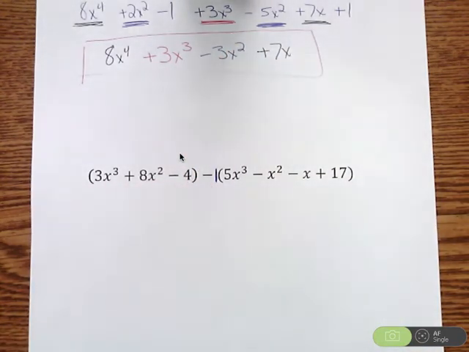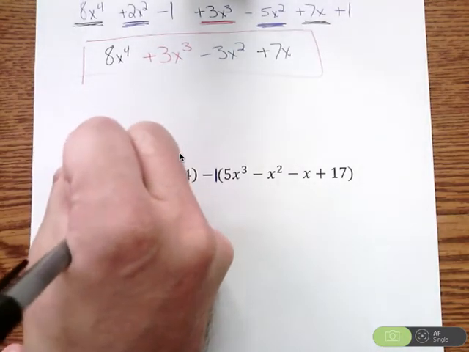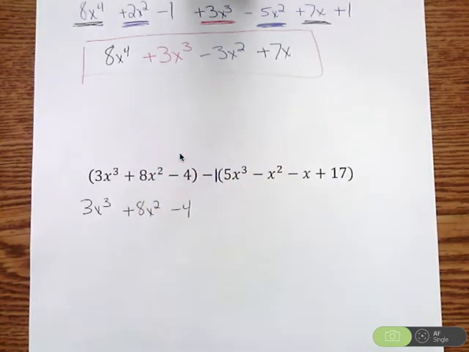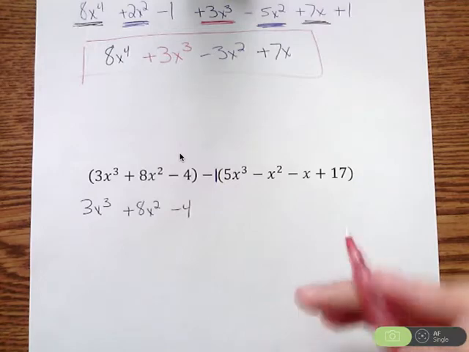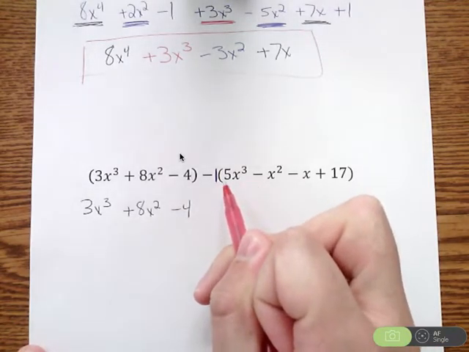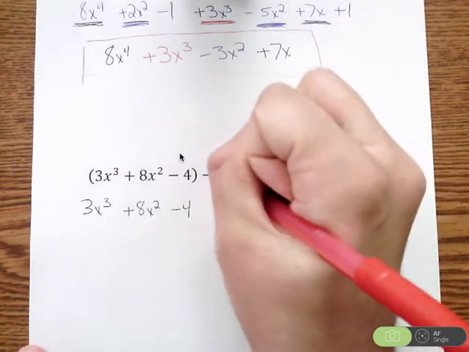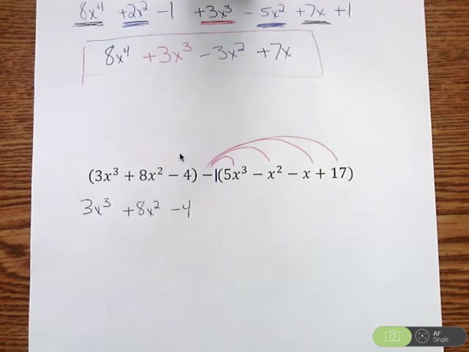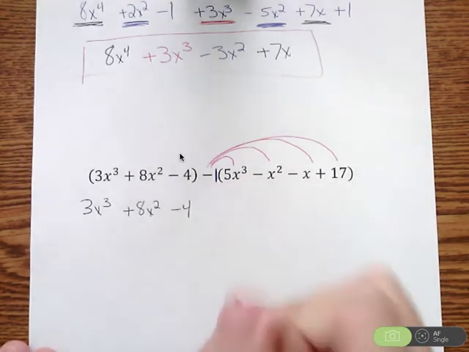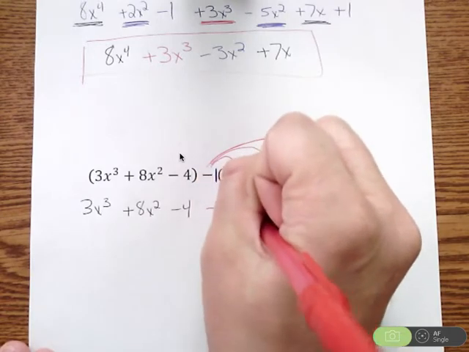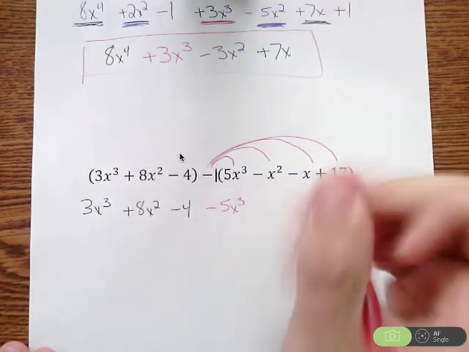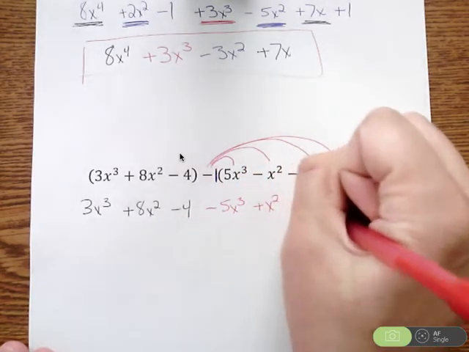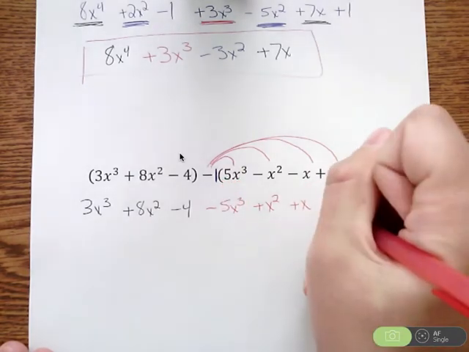So this front one, we're not going to change at all. So we still have 3x cubed plus 8x squared minus 4. The second polynomial here, what we're going to do is take this negative 1, and it applies to everything in this parentheses. So I'm going to distribute it to every single term in that polynomial. So I'll have a negative times a positive 5x cubed. That's a negative 5x cubed. A negative times a negative x squared is a positive x squared. A negative times a negative x is positive x. And a negative times a 17 is minus 17.